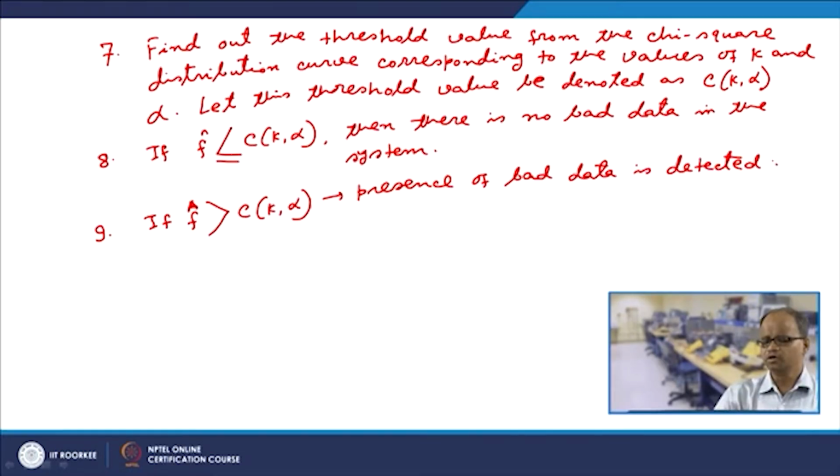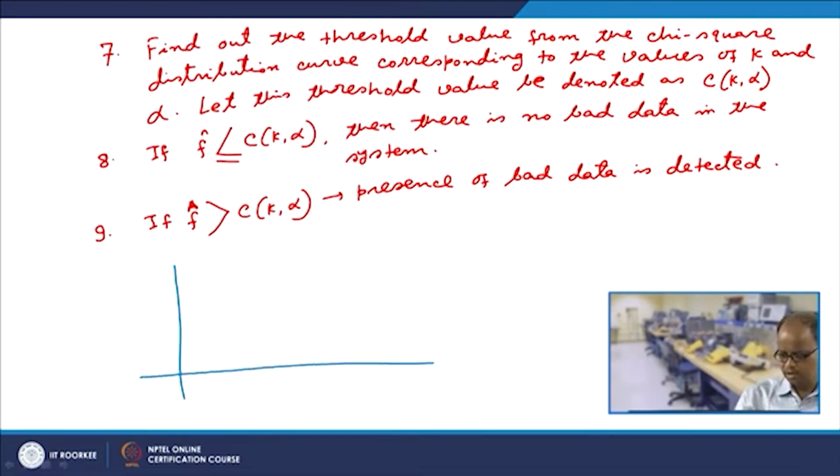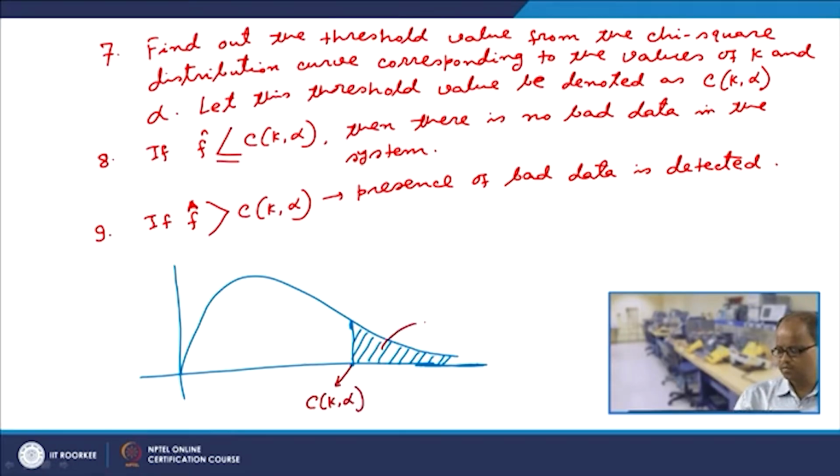Now, what is the philosophy for this? These are very simple steps, but what is the philosophy behind them? Please understand, let us look at this curve. Let us say this is the curve, and we have some value of alpha. This area is alpha, and this value is C k alpha, for a particular value of k.